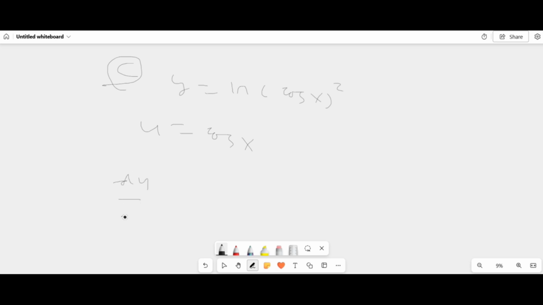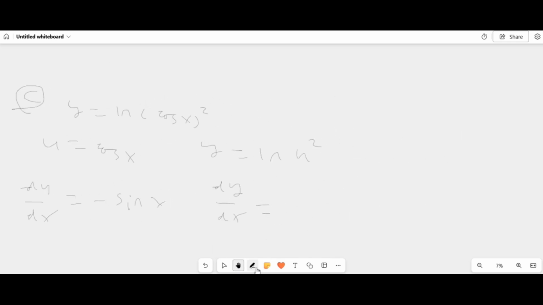And so du over dx here is going to be minus sine x, because we differentiate that. And so therefore y is going to be equal to ln u squared, where u is equal to cos x. And now you're going to do dy over dx here. I think we know this by now, so I don't think I need to show this.